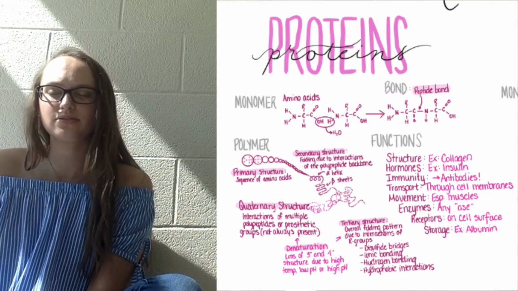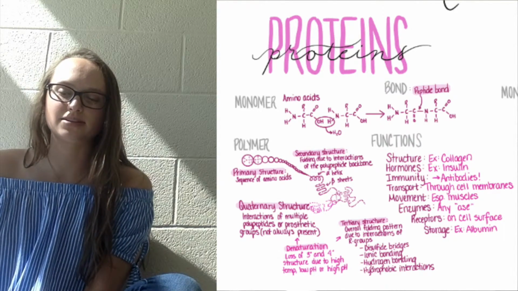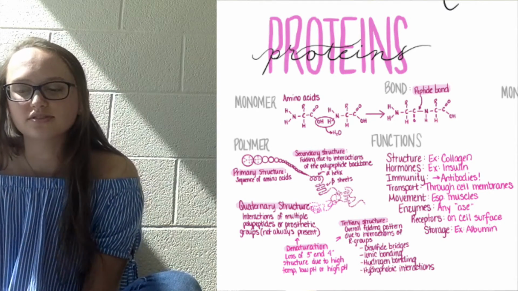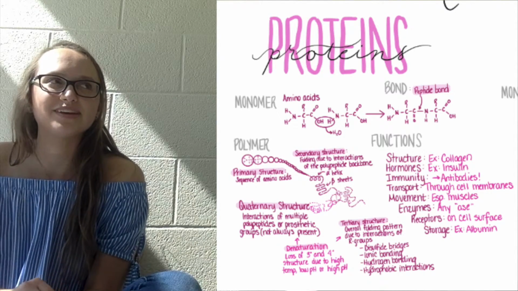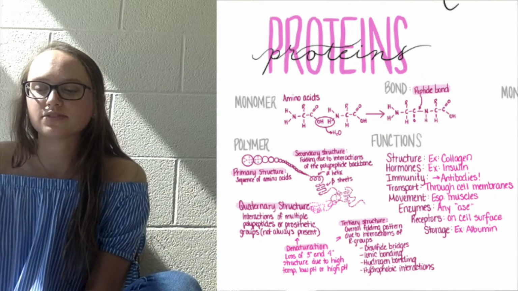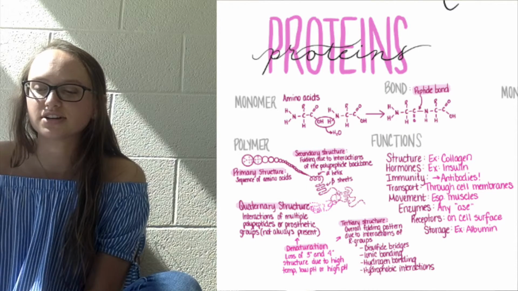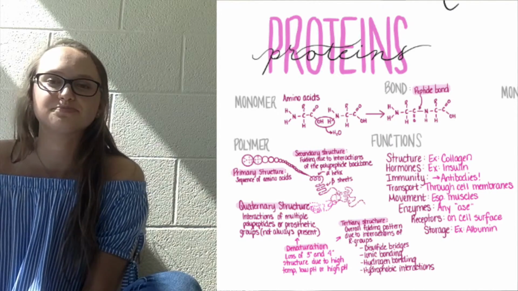Another macromolecule is proteins, and proteins are made up of amino acids joined together by peptide bonds. There are 4 levels of protein structure, and each has a different purpose that can be derived from that different level. There are multiple different functions of proteins, including structure, hormones, immunity, transport, movement, enzymes, receptors, and storage.